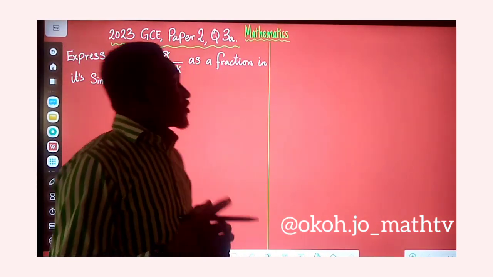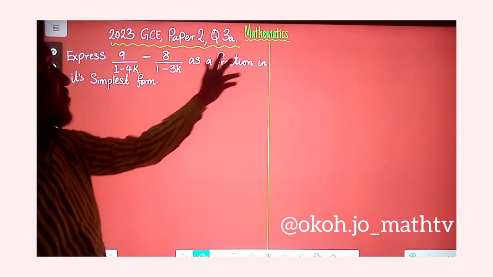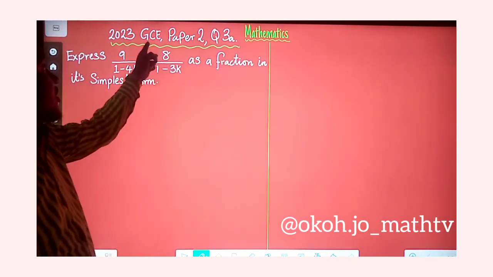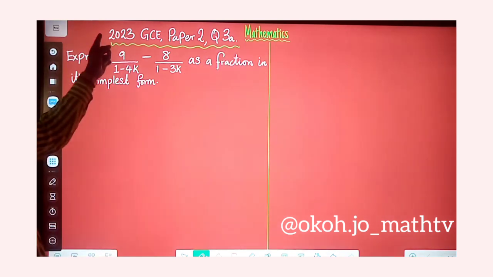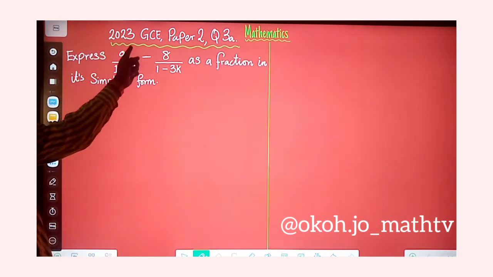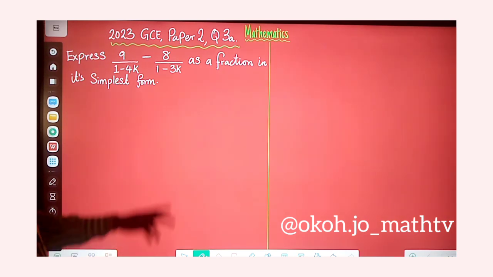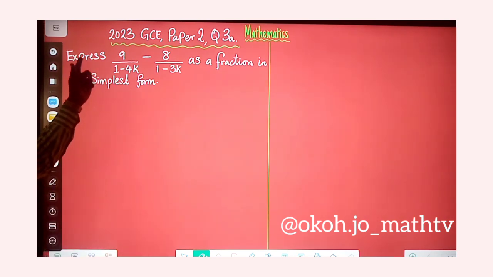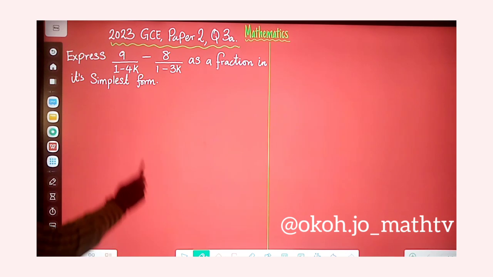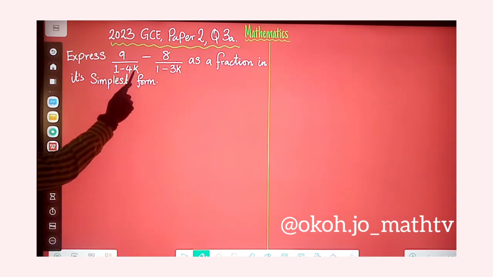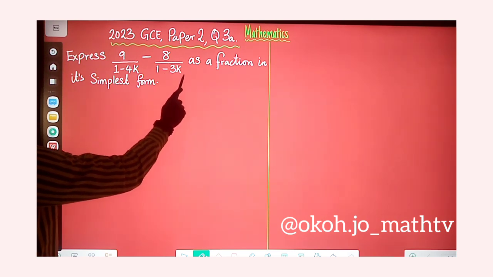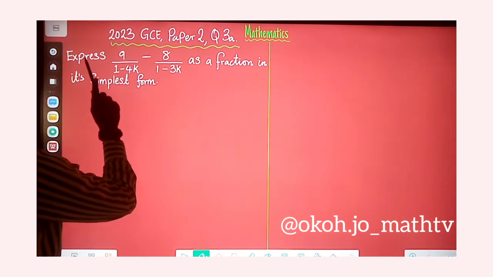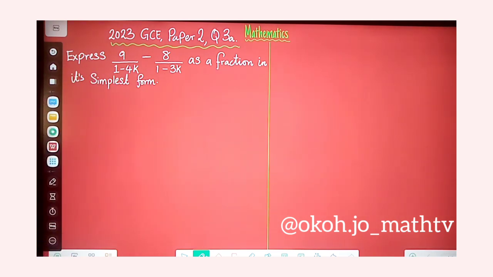Today I want us to look at a mathematics question from GCE paper 2, question 3, in the year 2023. The question in particular says we should express 9 over 1 minus 4k minus 8 over 1 minus 3k as a fraction in its simplest form.